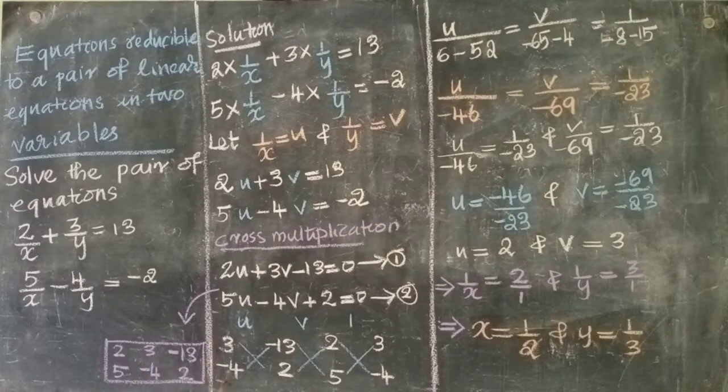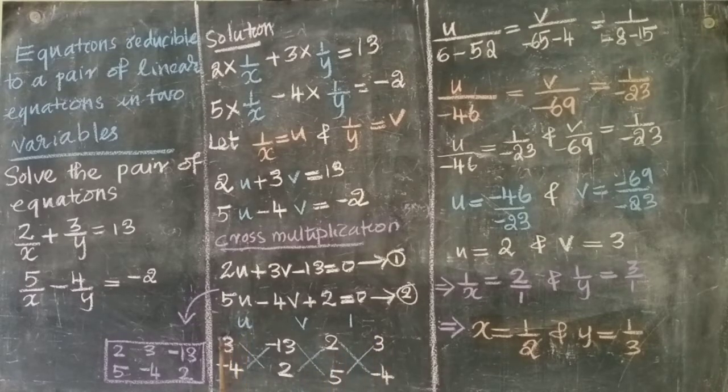3 and minus 4 we wrote first. Next c1 and c2, minus 13 and 2. Then a1 and a2, 2 and 5. Then again b1 and b2. So start with b1 and b2: b1, b2, c1, c2, a1, a2, again b1, b2. And you can cross multiply like this. I have drawn here. You can see it.